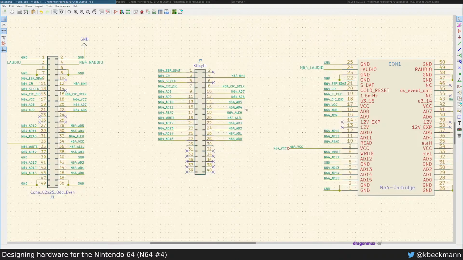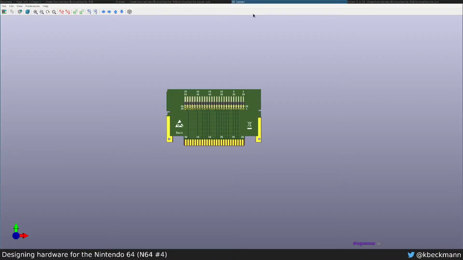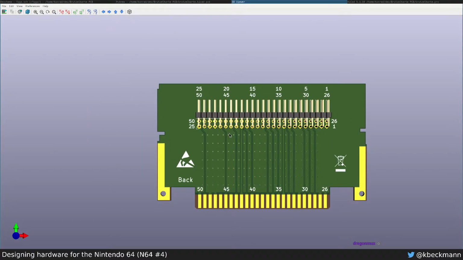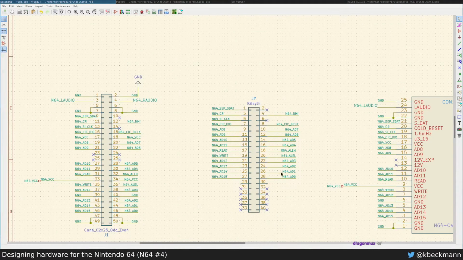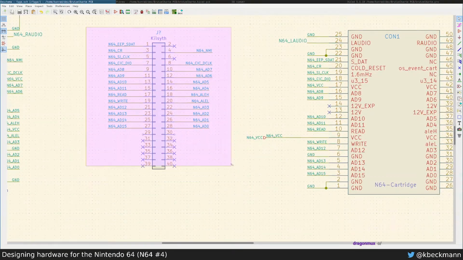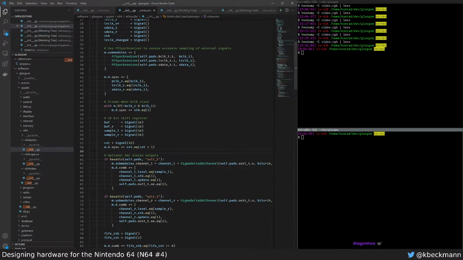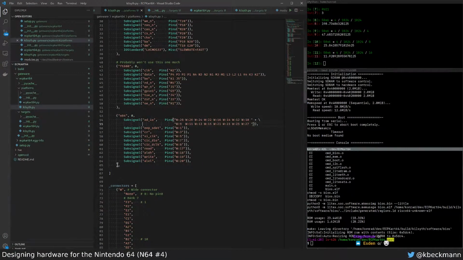So here's the PCB, and to make my life easier, I created a connector in the schematic which matches the board that I'm using. These are the signals that I have connected with cables. Going back, yeah, all of these signals are actually connected.